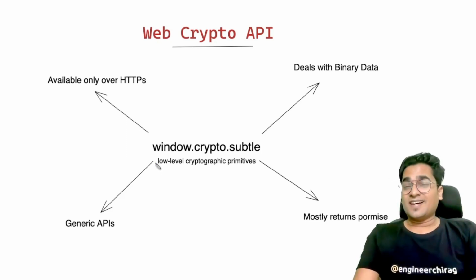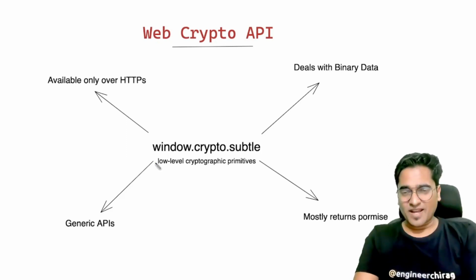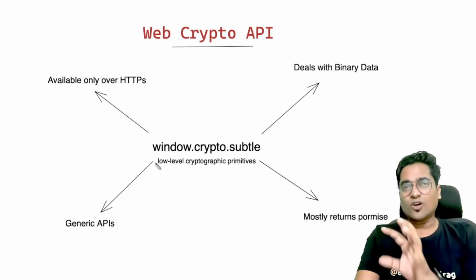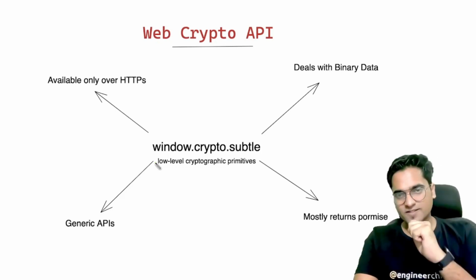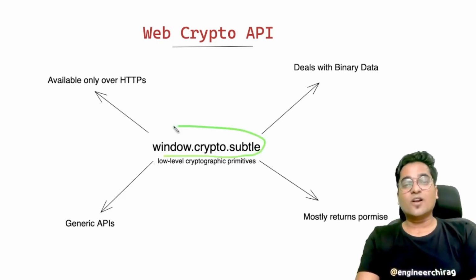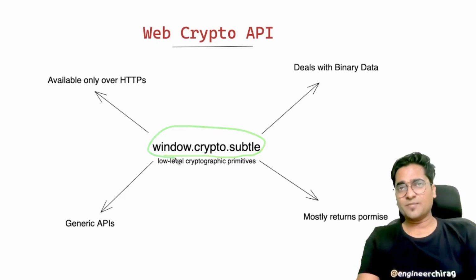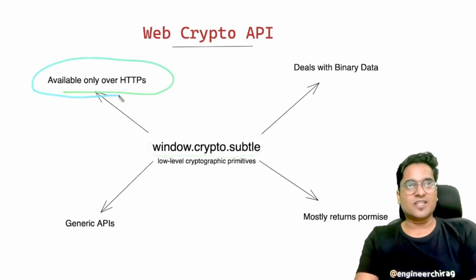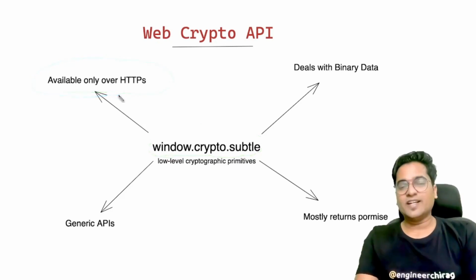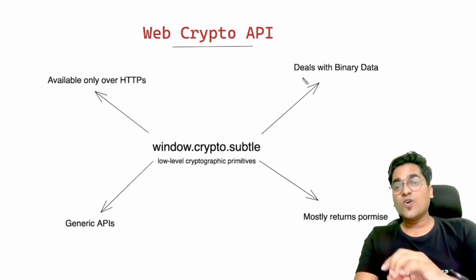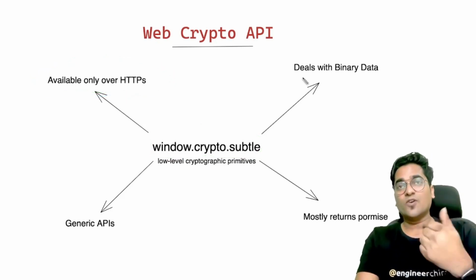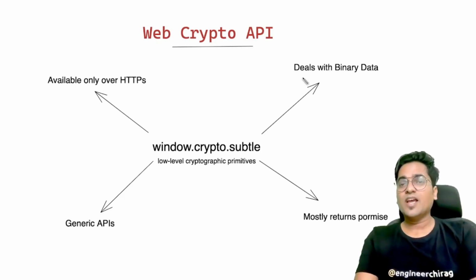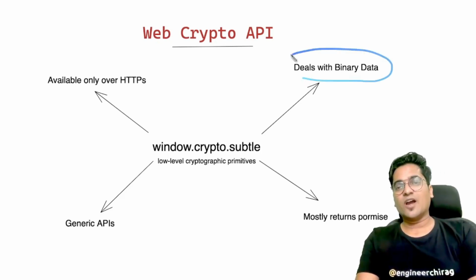It has certain limitations, and it also has certain benefits. Let's talk about in what scenarios it is going to work. First, if you want to use this for end-to-end encryption, for encrypting and decrypting, your application has to be HTTPS. If it is HTTP, sorry, it won't work. The other thing is you have to deal with binary data. If you are not dealing with Unicode data, basically you have to use binary data.